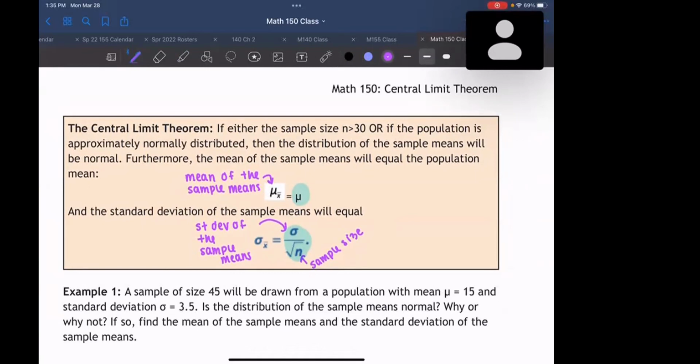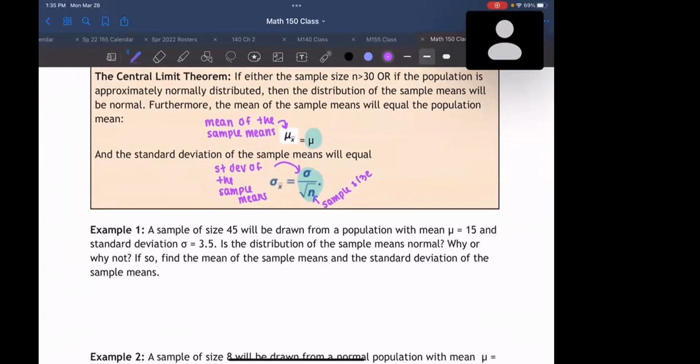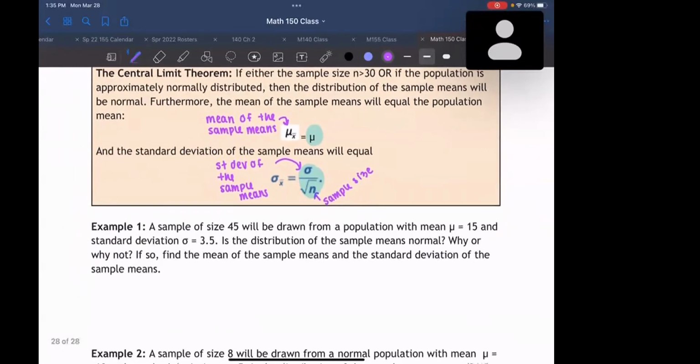Okay, let's do an example. This is the one type of question that I'm going to ask you about the central limit theorem. Let's set this up. We have a sample of size 45. When I do these questions, I like to write down everything the question gives me. So I'm going to write down that n is 45. n stands for the sample size, right? This sample of size 45 will be drawn from a population with mean mu equals 15. I'm going to write that down. And the standard deviation is 3.5.